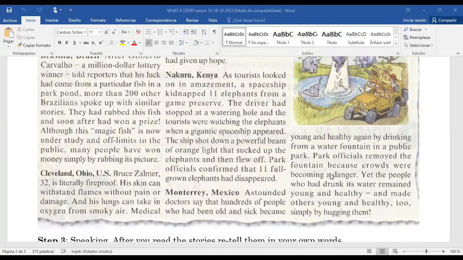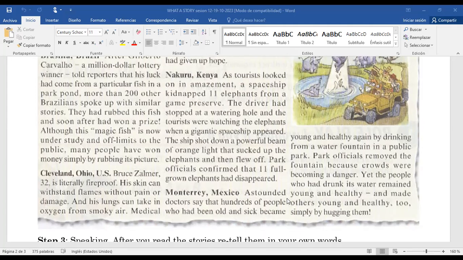The people drink the water and became young and healthy again. Yes, I'll become a handsome guy, young as I was, and my diabetes and my high pressure will go away. Oh, I might look after the thing over there.